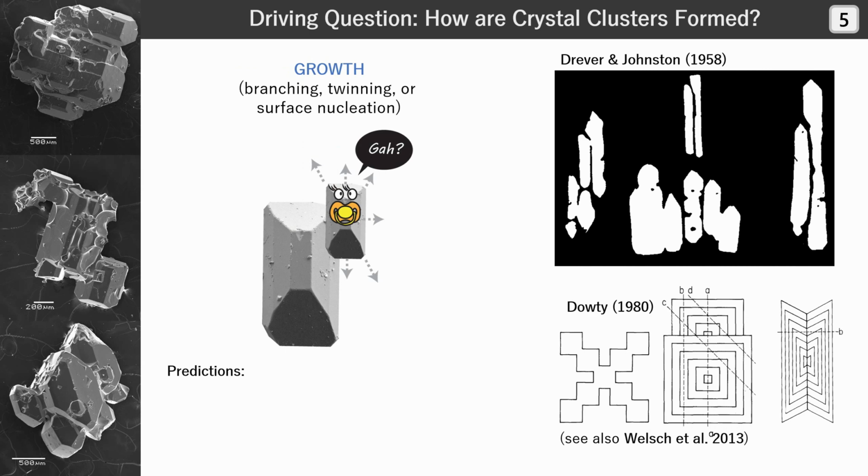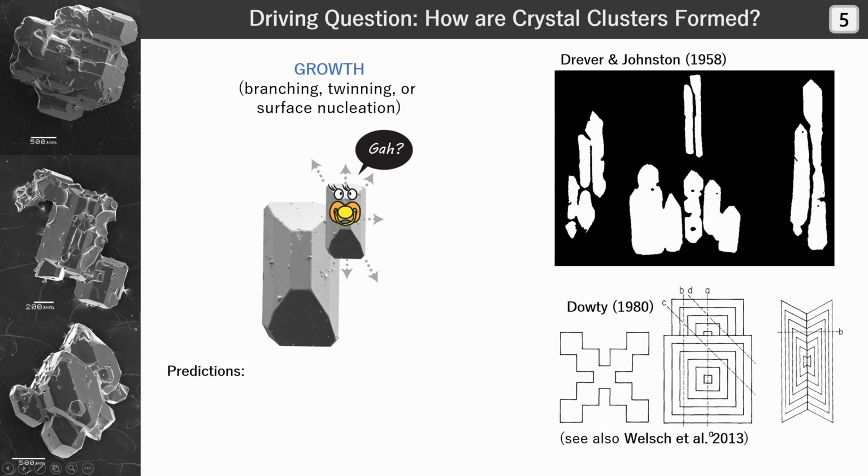The third clustering mechanism was one that was initially mentioned in an older paper by Drever and Johnston, where they talked about parallel growth of olivine and budding. Doughty later formalized the notion that cluster appearance could result from these three variants of growth in his 1980 paper.